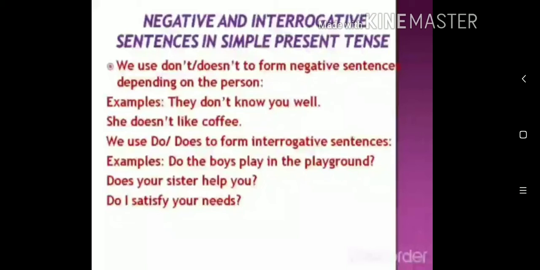We use do or does to form interrogative sentences. Examples, do the boys play in the playground? Does your sister help you? Do I satisfy your needs? What you noticed in these three sentences, do, does come before the subject when we form interrogative sentences.